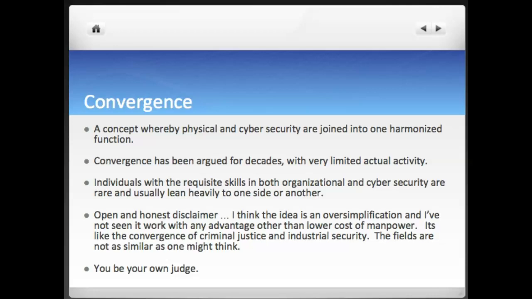There's not one better than the other, but they're just different. So you be your own judge, but convergence is something that you will definitely hear about in the workforce. Convergence of IT and physical / organizational / industrial security is something that you need to be aware of as a security manager, and either advocate for or advocate against in your particular case, wherever your organization is.